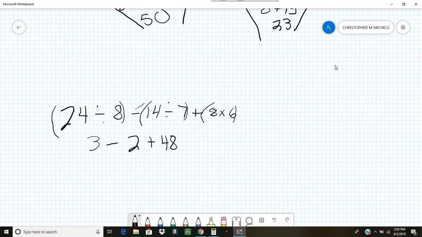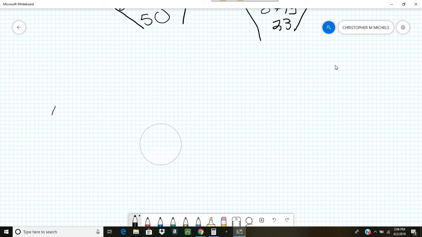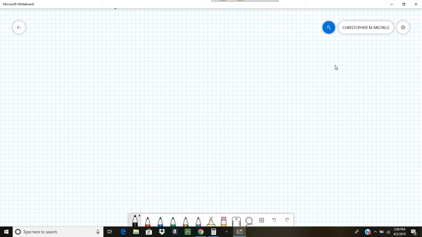So again, we have another rule here. I know addition comes before subtraction in the acronym, but since subtraction is first, we do that first. So 3 minus 2 is 1. Plus 48, 1 plus 48, that gives me an answer of 49. Okay, so when you're working with these, just take them at your own speed. If you're one of those people that are fortunate and can do all this stuff at once, more power to you. If you're like me, you need to take your time and take it step by step, that's fine.